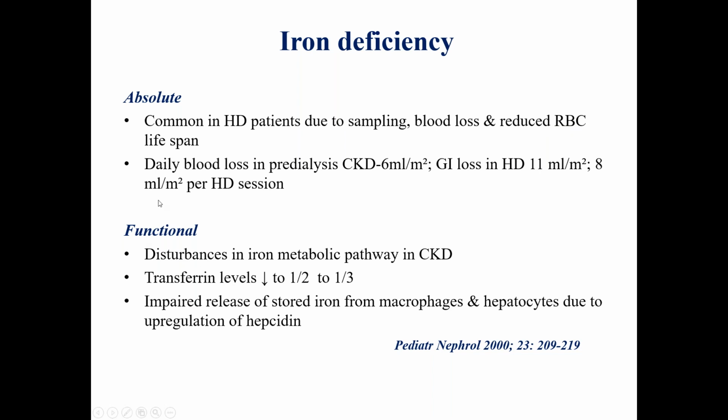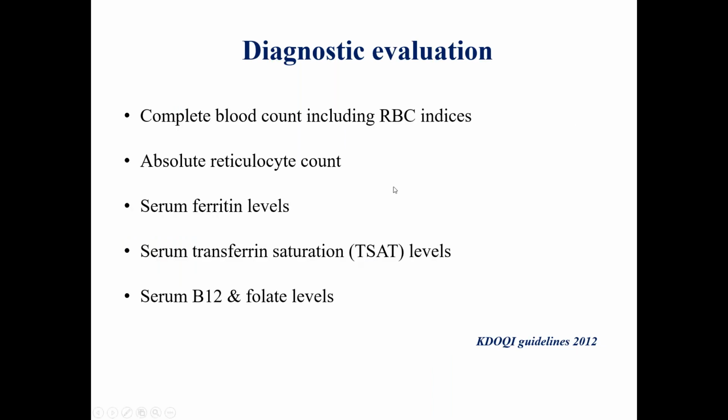Apart from absolute iron deficiency, functional iron deficiency has also been described in patients of chronic kidney disease, and this primarily occurs because of altered transferrin levels. Absorption of iron is also defective. So both these processes contribute to iron deficiency in patients of chronic kidney disease. So the diagnostic evaluation that you really need to do in these patients of anemia is a complete blood count, a hemogram with RBC indices and a peripheral smear. And you could do an absolute retic count, because if there is a significant erythropoietin deficiency, even your absolute retic count would be rather reduced.